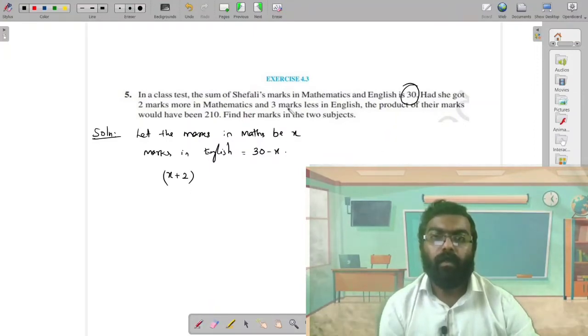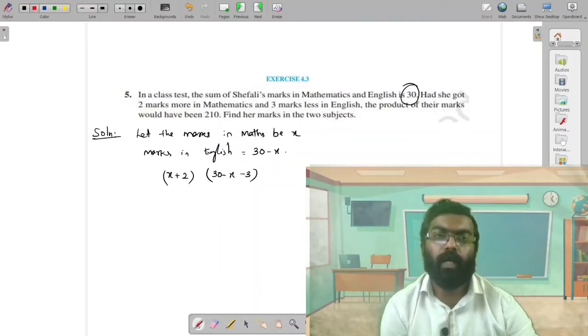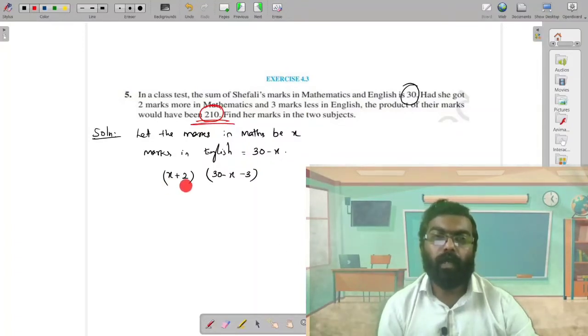and 3 marks less in English, so 30 minus x minus 3, then the product will be equal to 210. The product of their marks would have been 210. So we can write, x plus 2 into 30 minus x minus 3 will be equal to 210. Now we can simplify this one, that is x plus 2 into 30 minus 3, 27, 27 minus x, which is equal to 210.